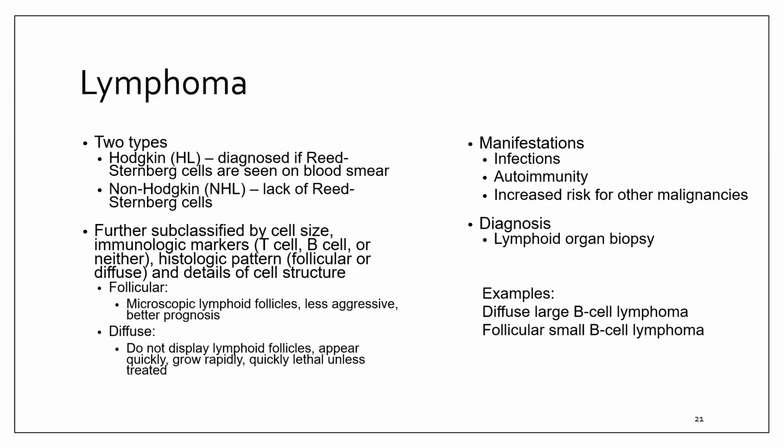Okay. Worthless but useful knowledge: Reed-Sternberg cells are actually B cells that lost their normal B cell markers and forgot who they were supposed to be. So, pathology identity crisis at its finest.